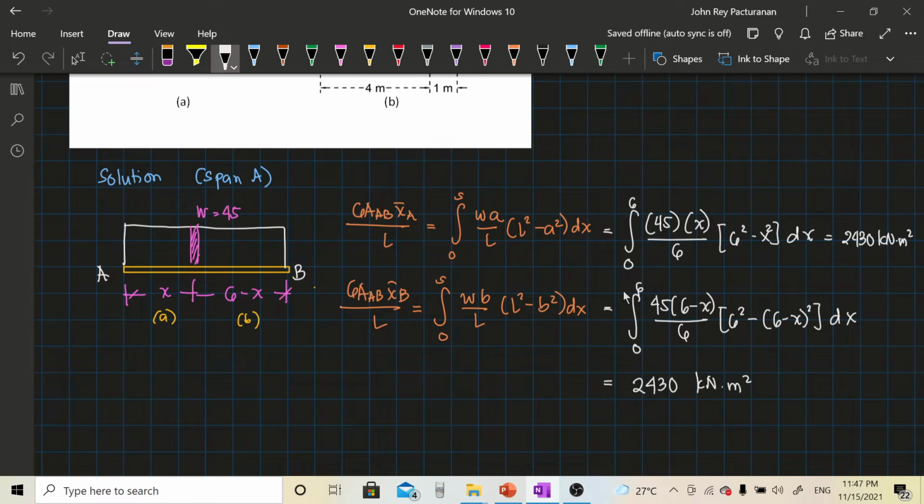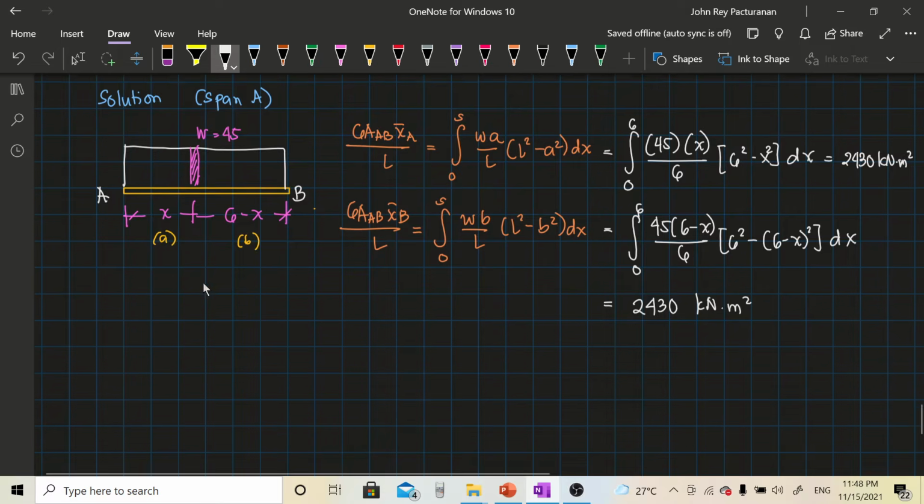I am expecting that their values are the same, because the load is symmetrical. The load is a rectangle, which is very symmetrical. So there. And actually, in most cases, this is the most common.